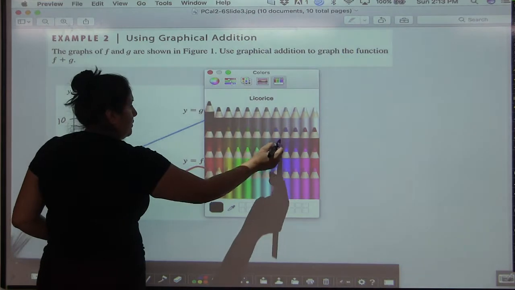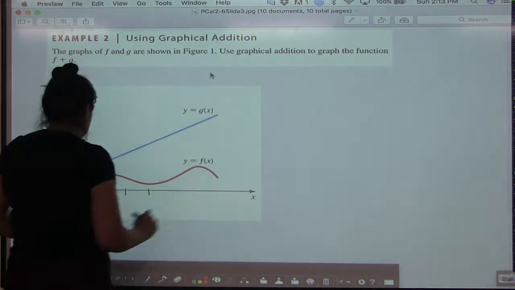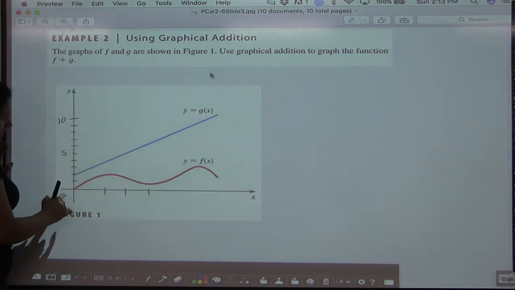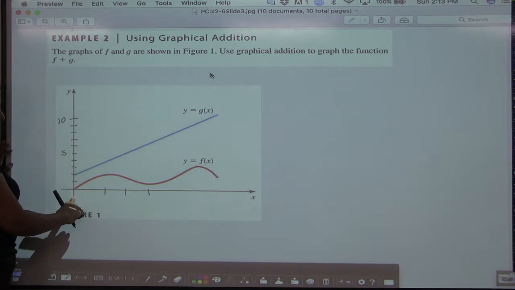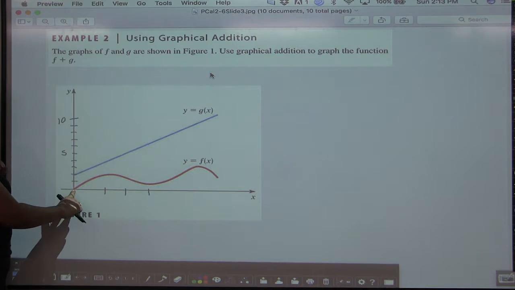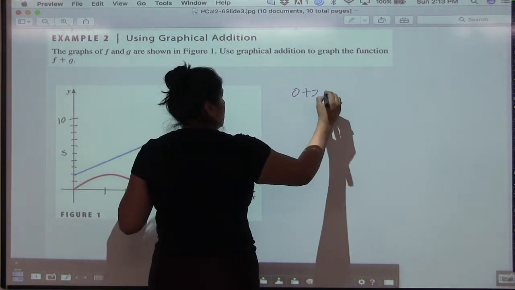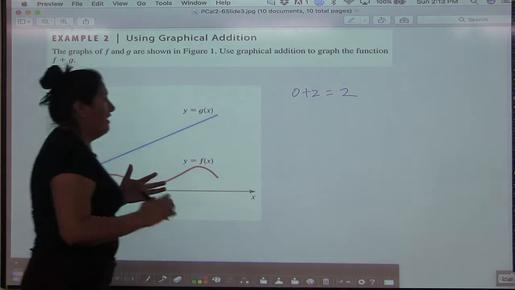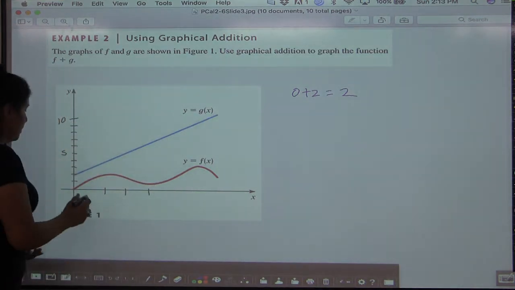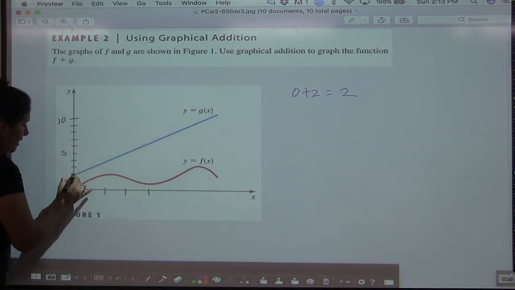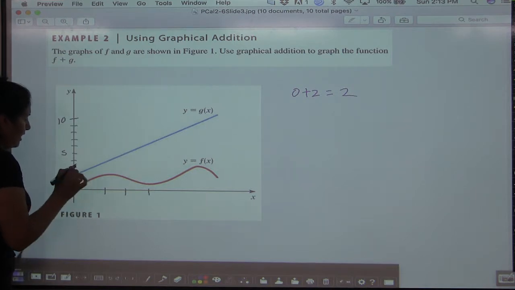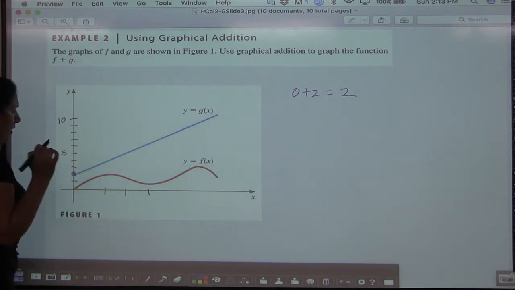So for example, let's just talk about this point here. When x is 0, we know this is 0 because it's the origin. When x is 0, the red y value is 0, and the blue y value, according to my little scale, is roughly 2. So if I were to take 0 plus 2, I would get 2, which means that the addition of the two functions would be 2. So I plot my point right there. X is 0, y is 2. That's where I would put my first point.